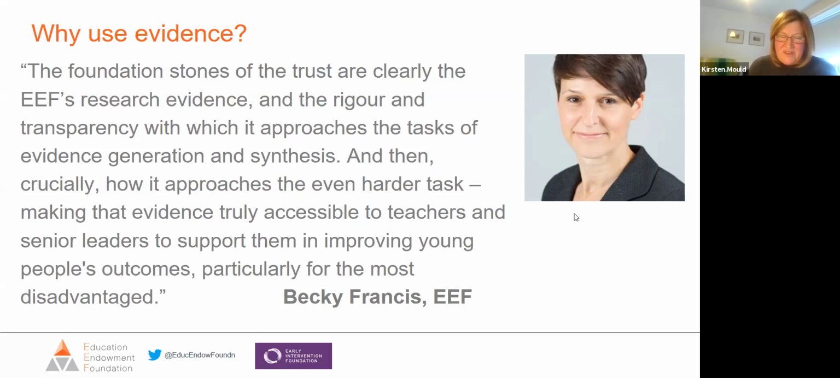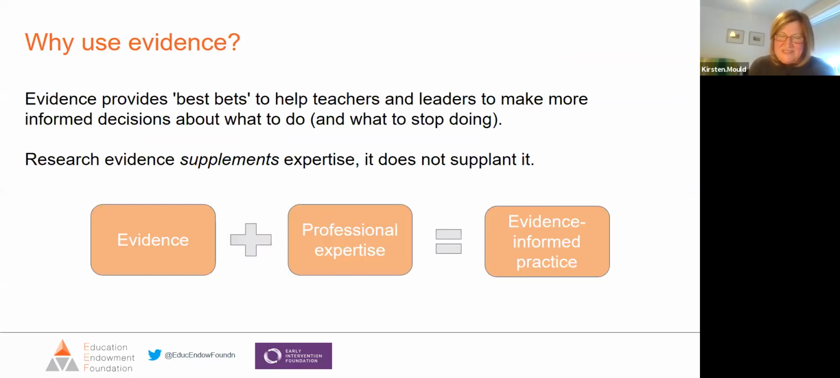And then moving on, using this evidence, we know that we can be provided with best bets. We can look at these to help teachers and leaders. But we need to have our professional expertise. Our knowledge of local context is really key. So we're going to dig deeper into SEL, and we'll start that with the next slide.